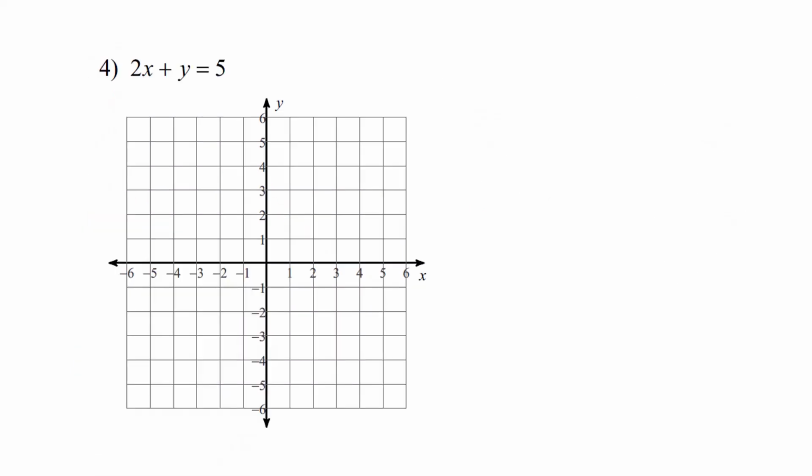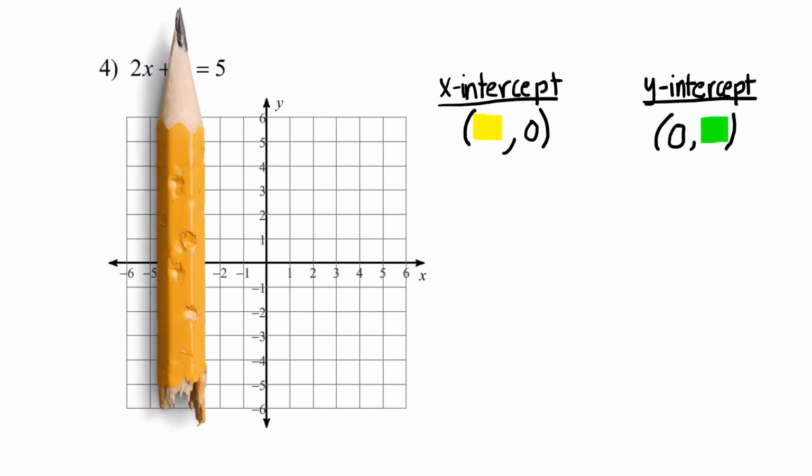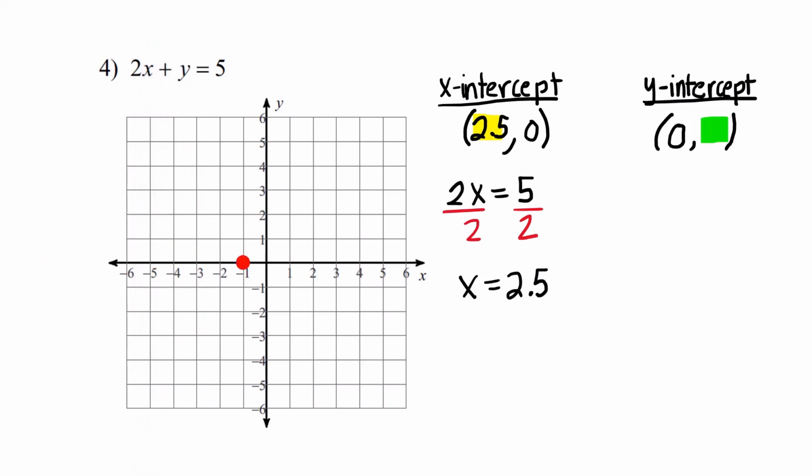Let's do it again. 2x plus y equals 5. We're going to graph that first by finding the intercepts. Now, for the x-intercept, I want the x to stay. I want the y to go away. So that's what I cover up. Write down what you see and solve it. 5 divided by 2 is 2.5. So our x-intercept is 2.5 and 0. 2.5 is halfway between 2 and 3. So that point would be right here on the x-axis.